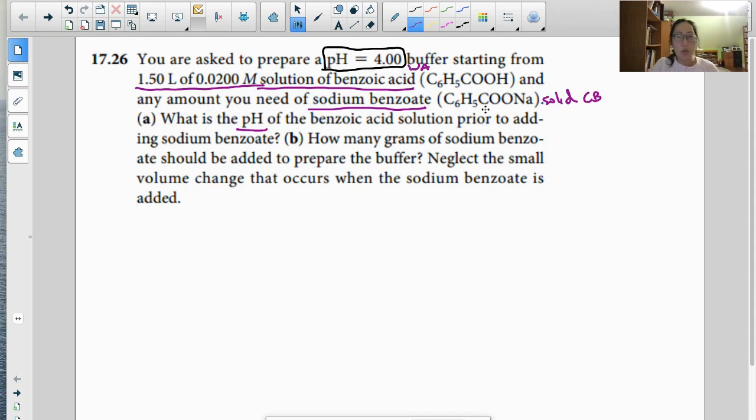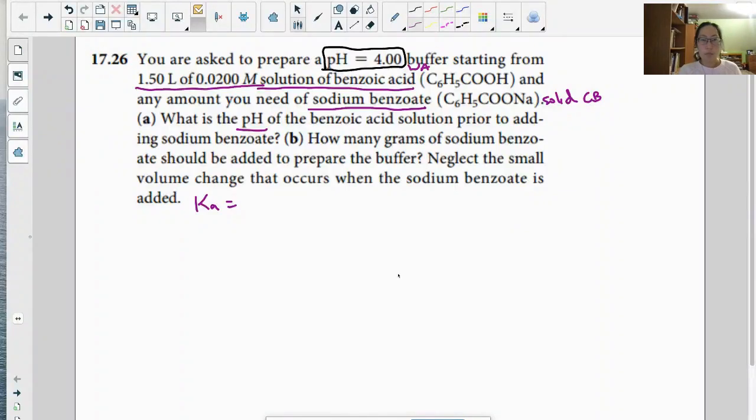Now, one thing that we do need to know before we can get started on solving this problem is the Ka for benzoic acid. So I'm going to look that up on my table. On an exam, that would be given to you; you would not have to look that up. So the Ka is 6.3 times 10 to the minus 5 for benzoic acid.